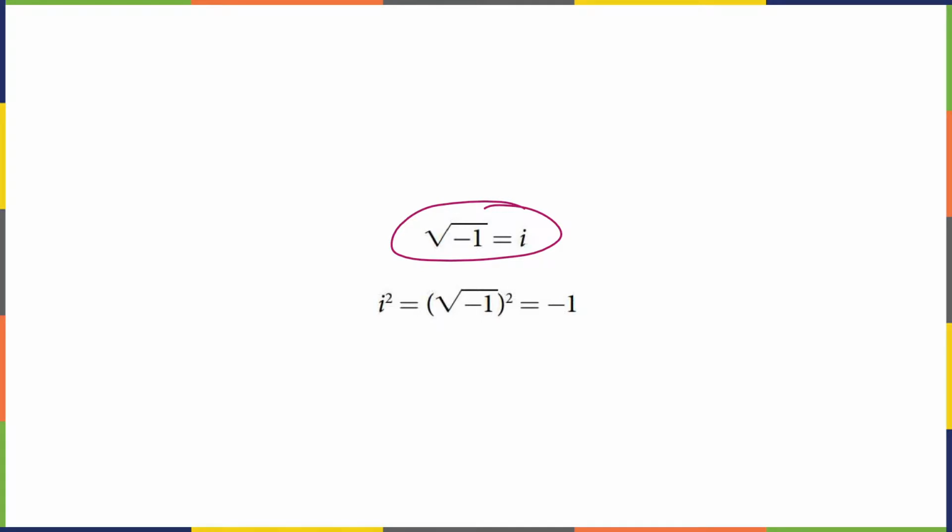Then, if you were to square that, you would have i squared equals the square root of -1, squared. And you'll notice the square root and the square would cancel to leave us with -1. So it's really important to know that i is the square root of -1, but you also need to know that i squared is equal to plain old -1.